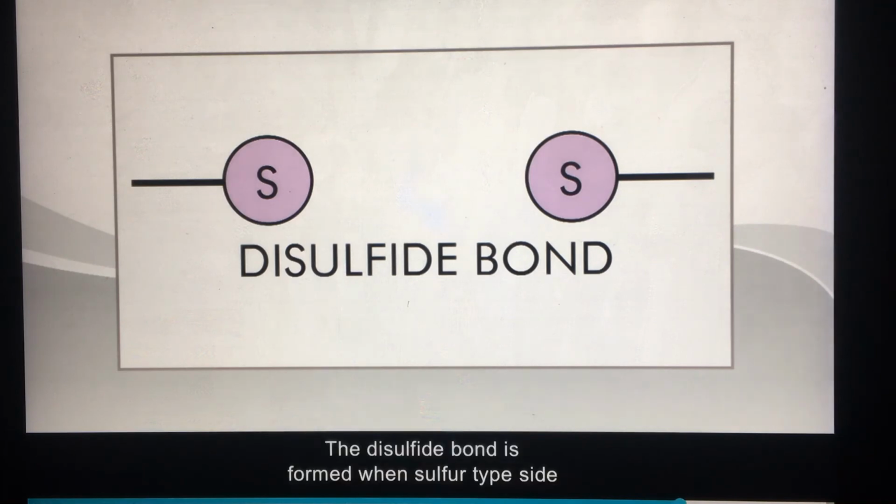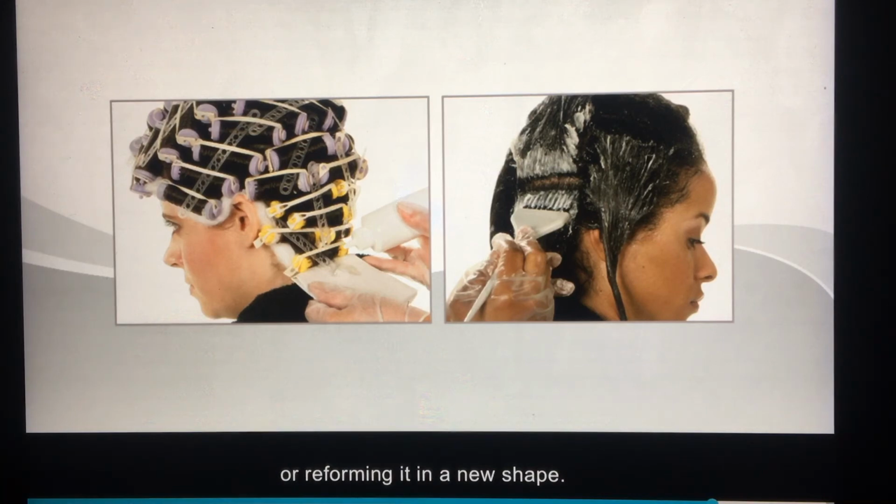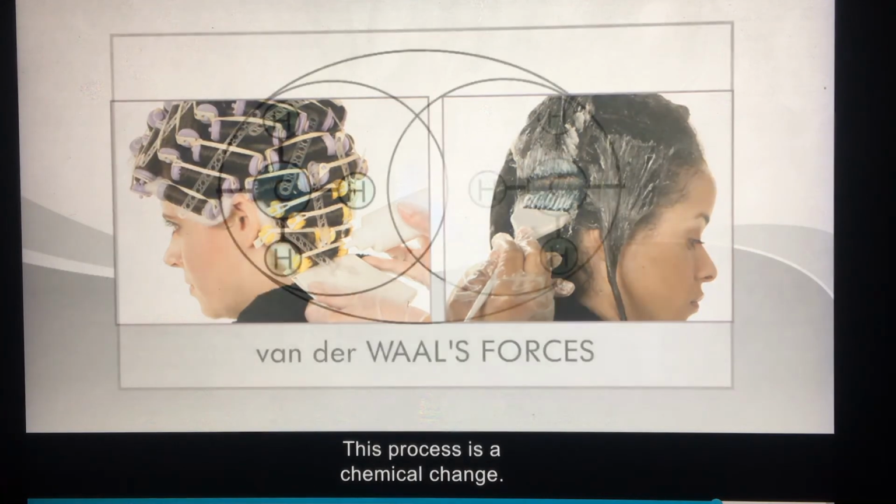The disulfide bond is formed when sulfur-type side chains join with other sulfur-type chains. Many chemical services, such as perming and relaxing, directly affect the disulfide bond by either breaking the disulfide bond or reforming it in a new shape. This process is a chemical change.